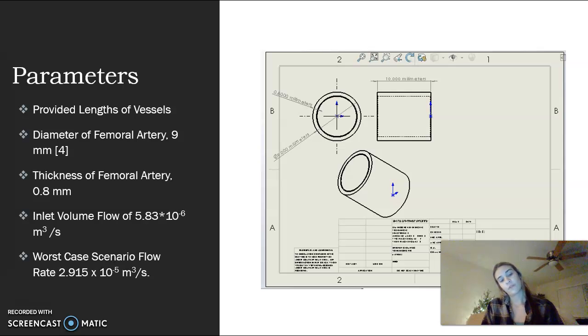My inlet volume flow I found to be 5.83 times 10 to the negative 6 meters cubed per second. This is an average flow for the femoral artery, and I will be talking later about the worst case scenario, but I will be using for that a flow rate of 2.915 times 10 to the negative 5 meters cubed per second. I have my diameters and my thickness on this SolidWorks drawing, and this is just for the 10 millimeter. I also have a 100 millimeter and a 1 millimeter.